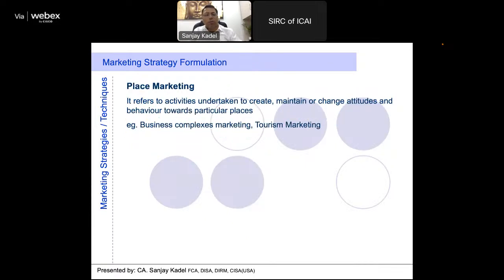Then sometimes you may adopt a marketing strategy where the subject matter of the marketing is a place. For example, some tourism places. Nowadays, some states are coming up with tourism marketing, some shopping center marketing. So you call them place marketing.